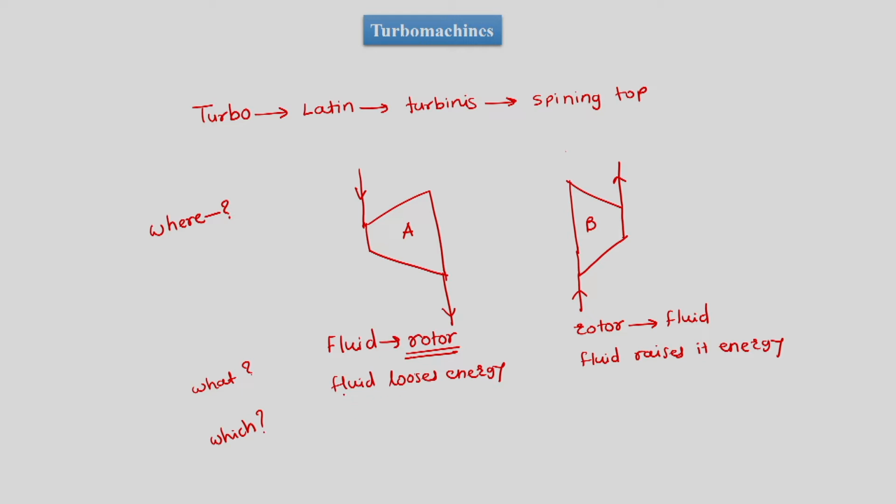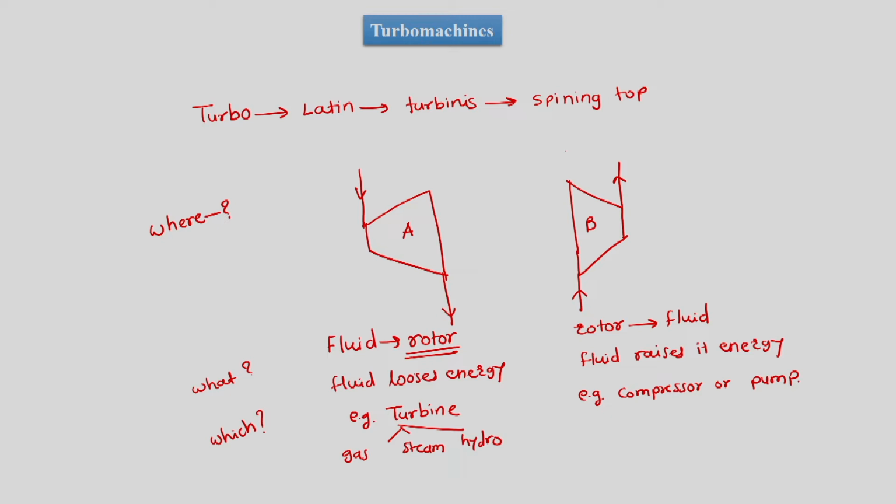So in system A, where the fluid loses its energy since it gives this energy to the rotor, the example is a turbine, and this turbine can be a gas turbine, a steam turbine, or a hydro turbine. In the other, where the fluid takes the energy from the rotor, the example is a compressor or pump. So these are the two basic distinctions between the turbo machines. A turbo machine will either take the energy from the fluid or give the energy to the fluid.